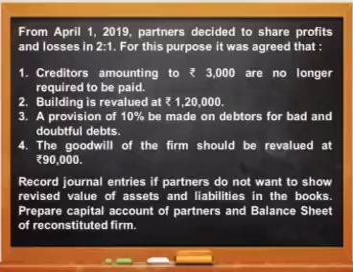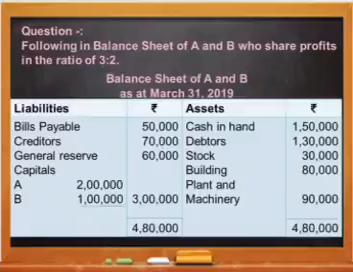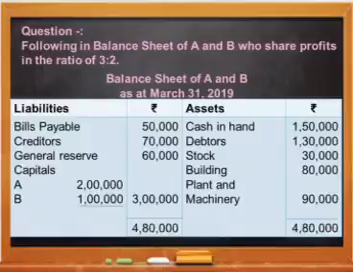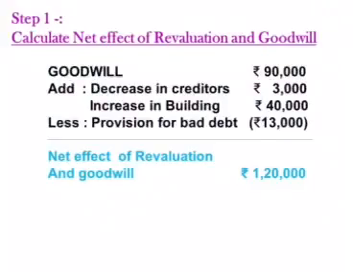Next, it is written that the building is to be revalued at rupees 1,20,000. In the balance sheet, the value of the building is 80,000 and now it is to be recorded at 1,20,000. So what is the increase in the building? 40,000. It is a benefit, so it will be added.